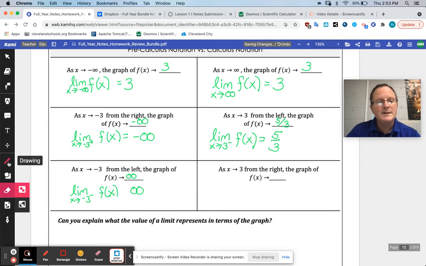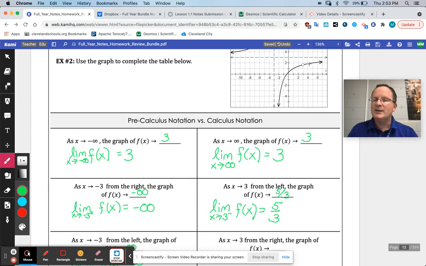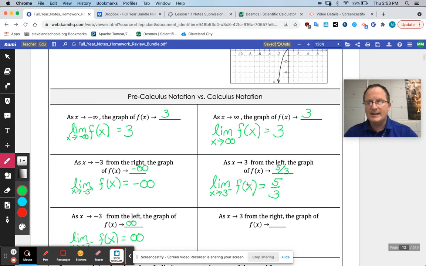All right, it's infinity. What about here? As I'm approaching 3 from the right, it's heading to the same hole, right? The same place that we don't even know is not there because we're driving. So it's the exact same value as before. It's exactly where the hole was, 5/3.